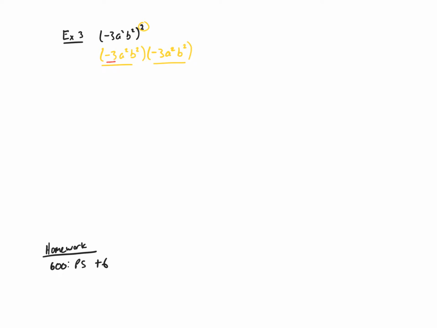So here I have the negative 3 and the negative 3. Negative 3 times negative 3 gives me positive 9 because they're both the same sign, so it comes out to be positive, and 3 times 3 is 9. Then I have a squared and a squared, so there's 2 a's over here and 2 a's over here, so altogether I have 4 a's, a to the fourth. And then I have a b squared and a b squared, so there's 2 over to the left and 2 over here to the right, so it's going to be b to the fourth. So this is going to be my answer.